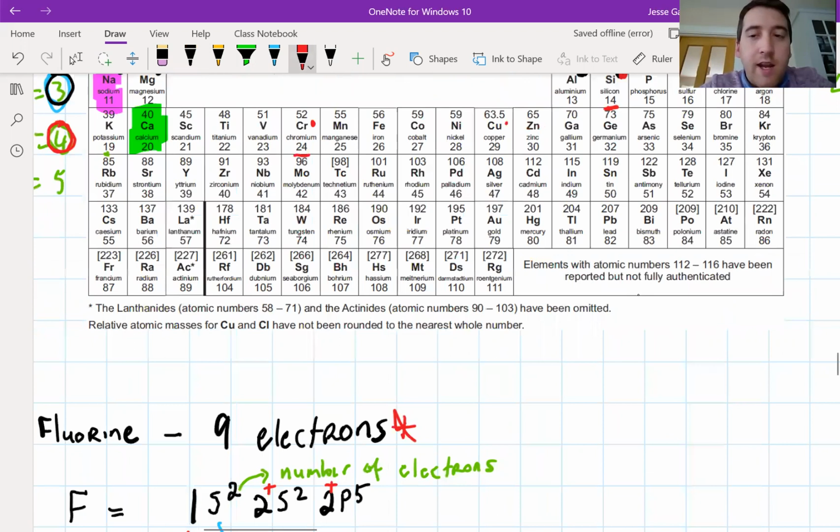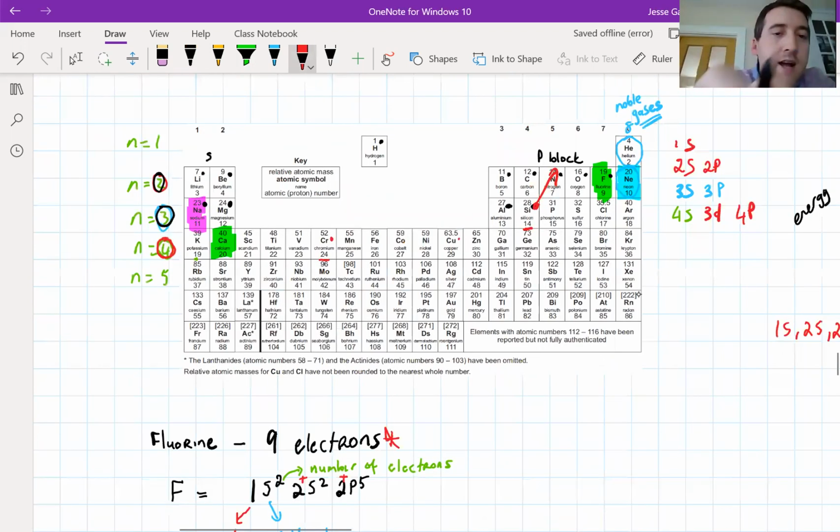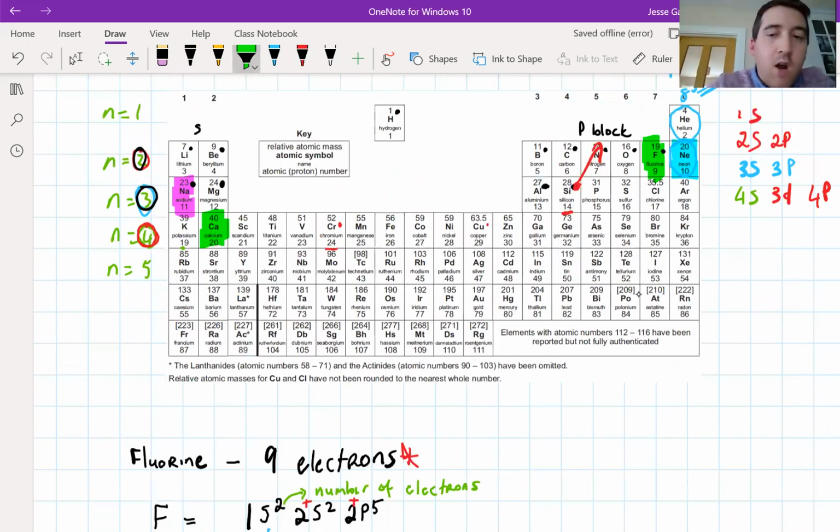Calcium is here. I've highlighted it in green. What's the noble gas that came before that? So in orange, the noble gas in the period before that is argon. So I know it's the same as argon up to there. And then what is this? This here is 4s and it's 4s2.